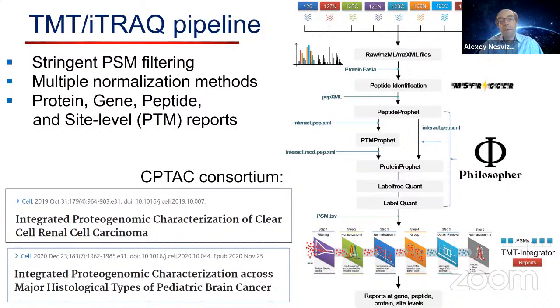You can run a CPTAC cohort analysis. It would take less than a day. It's very, very fast, given the size of the data. So what are the different steps here, very briefly?